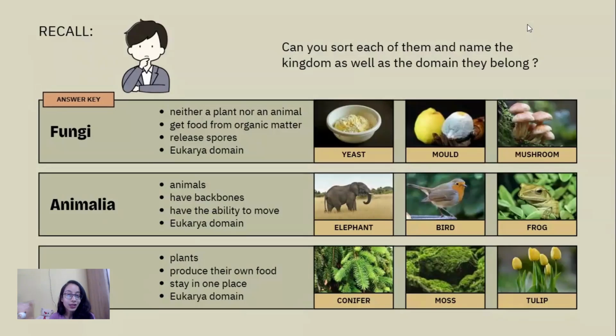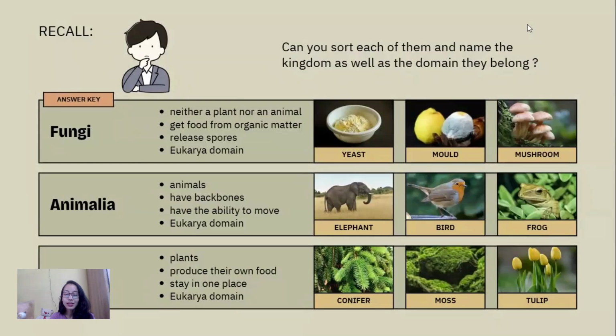The second classification is of elephant, bird, and frog. They belong to the Animalia kingdom. They are basically animals. They have backbones. They have the ability to move, and they also belong to the Eukarya domain.